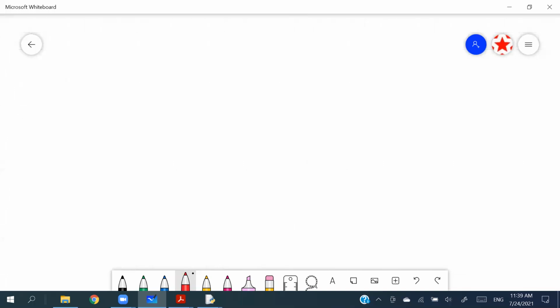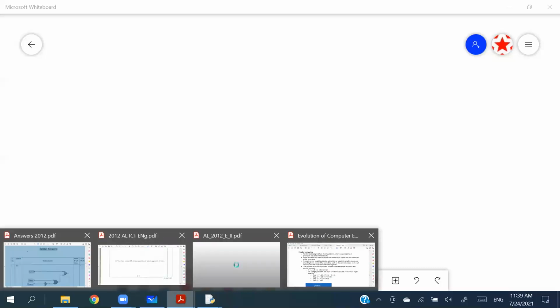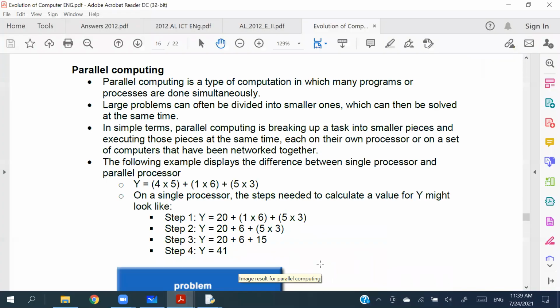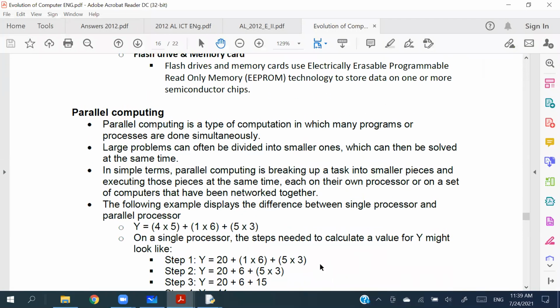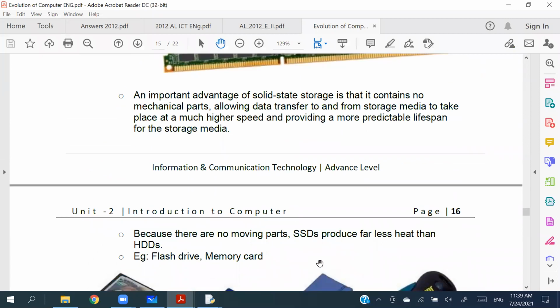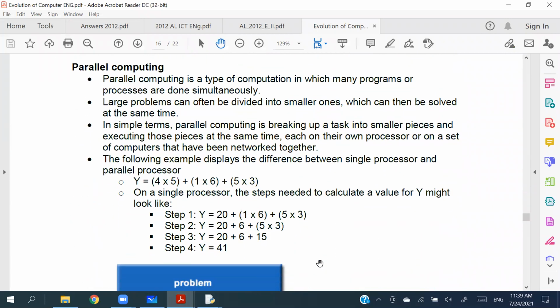Yeah, so generally the picture, Nikini, good morning. We just started the session, Dua. So we are here at the topic of parallel computing in the second lesson. It's page number 16, right?